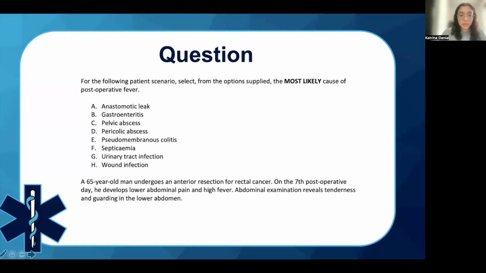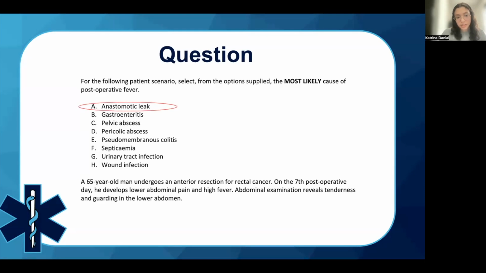Select the most likely cause of the post-op fever. A 65-year-old man undergoes an anterior resection for rectal cancer. On the 7th post-op day, he develops lower abdo pain with high fever. Abdo exam reveals tenderness and guarding in the lower abdomen. What could this be? This one's a bit tricky.